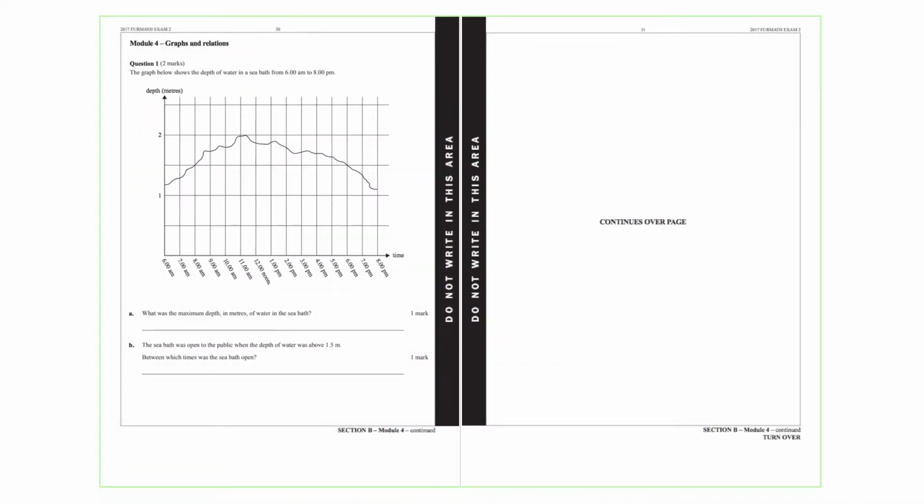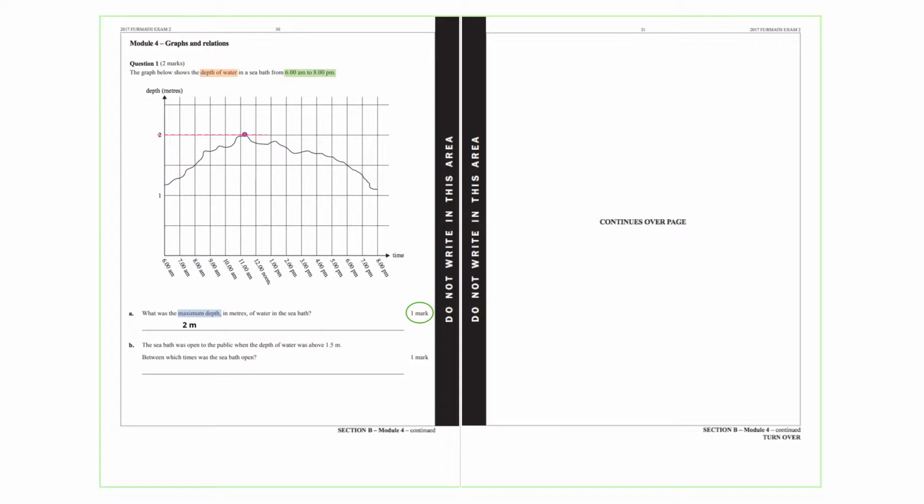Module 4, Graphs and Relations. Question 1. The graph below shows the depth of water in a sea bath from 6 a.m. to 8 p.m. Part A. What was the maximum depth in meters of water in the sea bath? From the graph, we notice that the highest value here is 2 meters. This question is worth 1 mark for the correct answer.